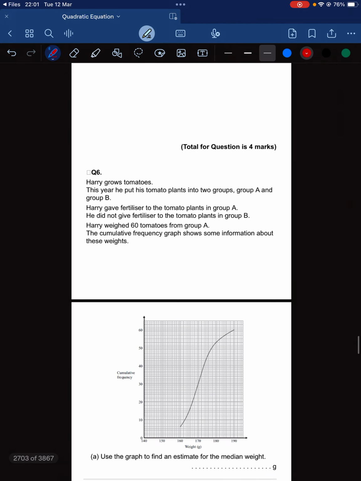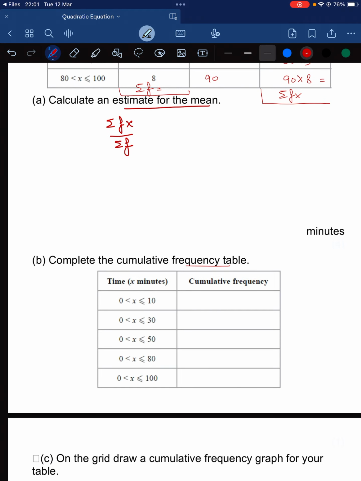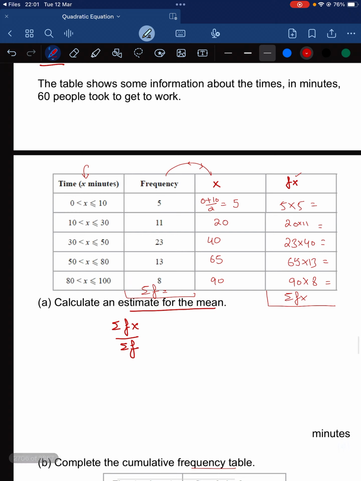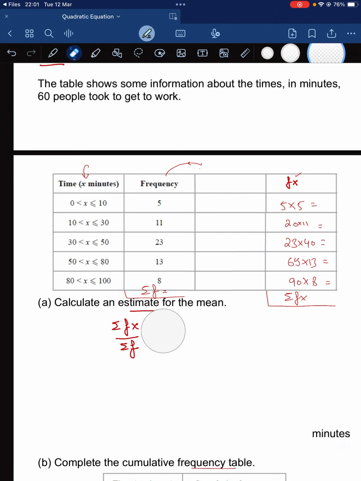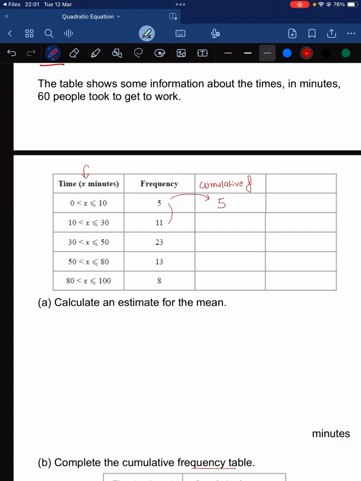So we will move to the next part, that is, complete the cumulative frequency table. Basically, we will draw the cumulative frequency table over there. So we know how to find the cumulative frequency. The first frequency stays the same as it is, 5. The second is the combination of these two, 5 plus 11 is 16. The third is the combination of all these three, 16 plus 23, which is 39.